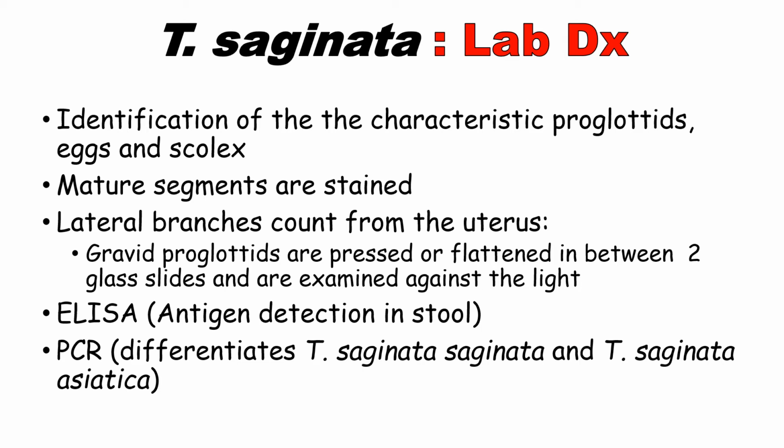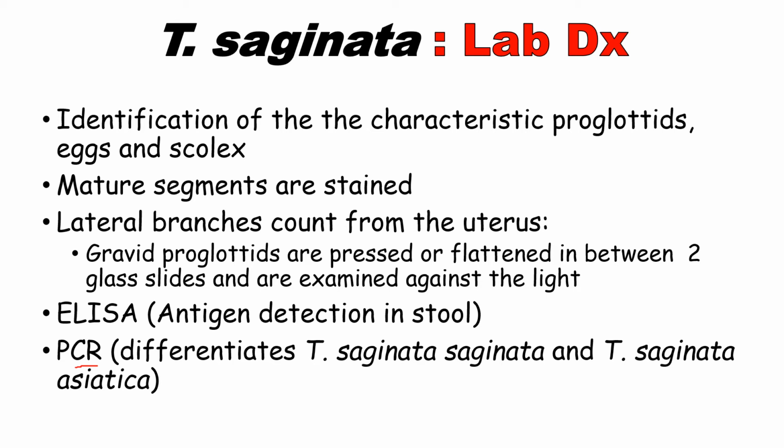Okay? So, you can still perform ELISA for antigen detection in stool, and PCR to differentiate T. saginata and T. saginata asiatica. These are the two subspecies of Taenia saginata. You cannot differentiate them using the mature segments, the stained slides. So you need to perform PCR for their molecular diagnostic. Okay?